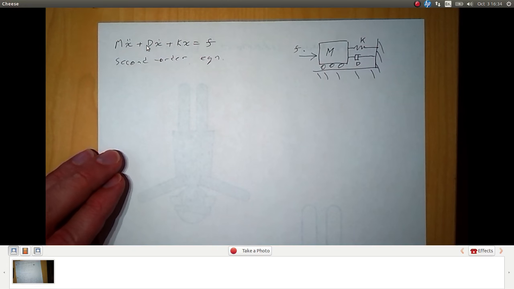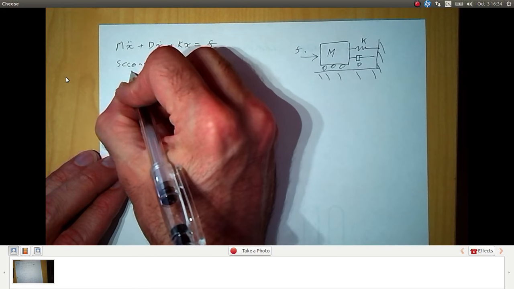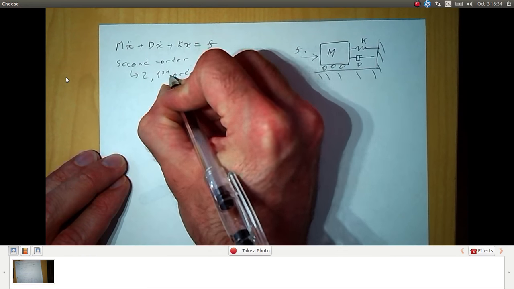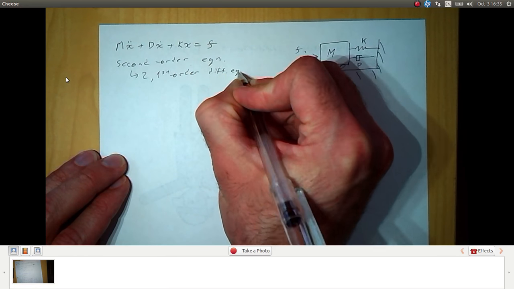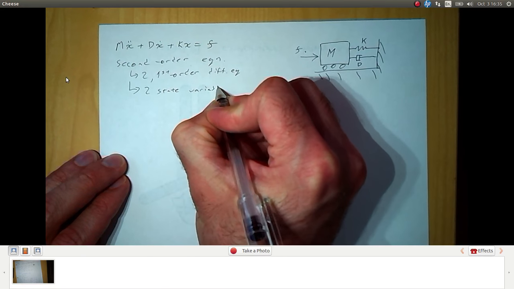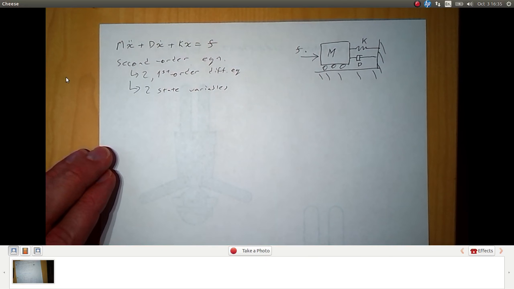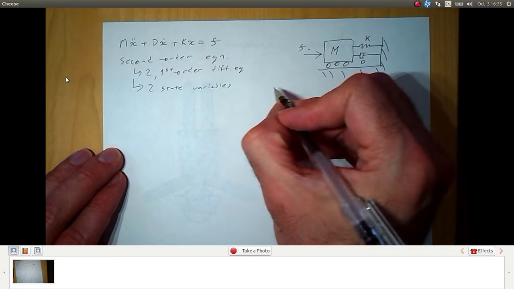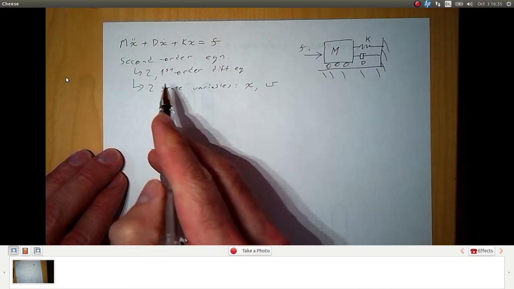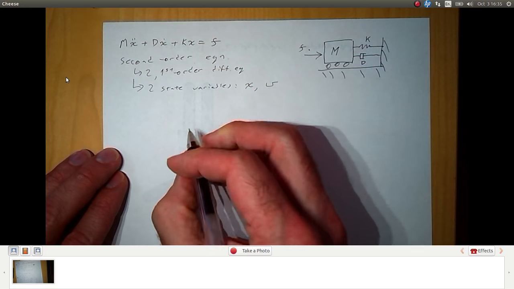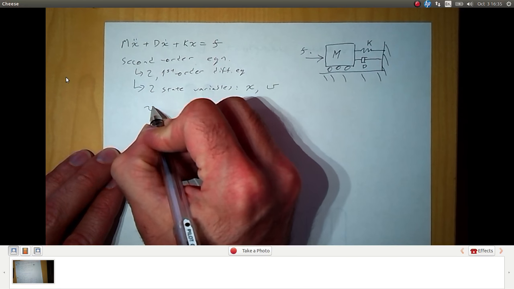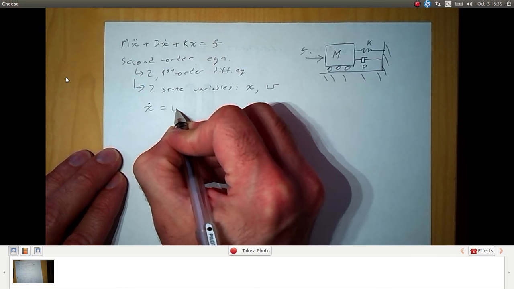So this means that we're going to need two first order differential equations and two state variables. Our state variables are going to be x and its derivative v. And we need first order differential equations for these state variables. So the first one is x, so we have x dot, and this is a simple equation, it's equal to v.